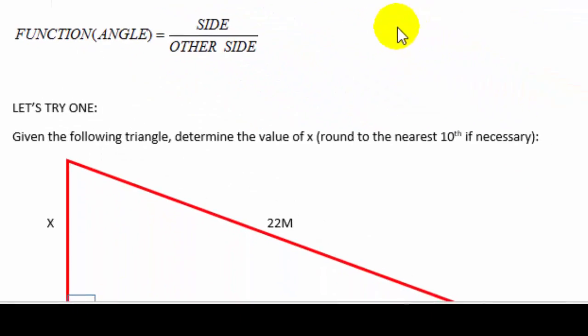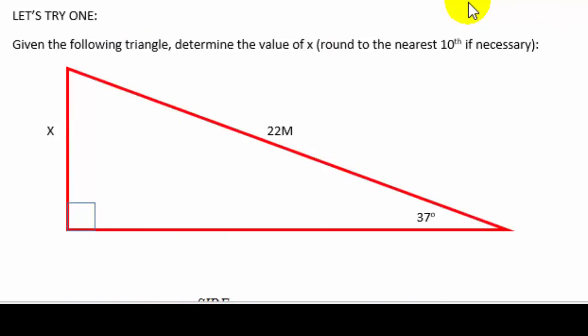Now, let's look at the first example. It says, given the following triangle, determine the value of x rounded to the nearest tenth if necessary. And you're given a right angle, you're given a 37-degree angle, and we could figure out this other angle if we wanted to, but for now we don't need to. We're given that the hypotenuse, which is always opposite the right angle, is 22 meters.